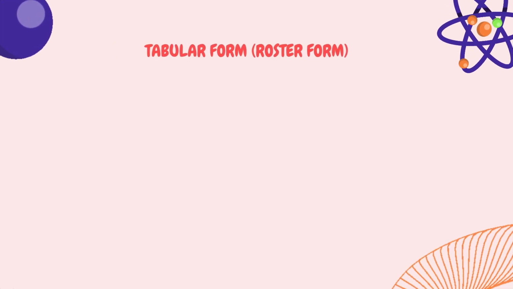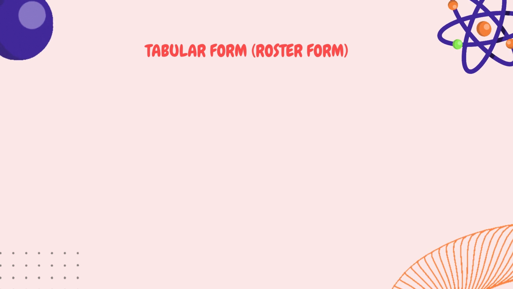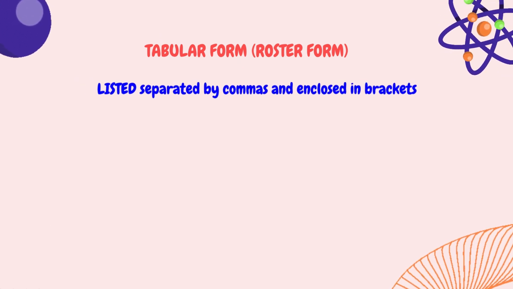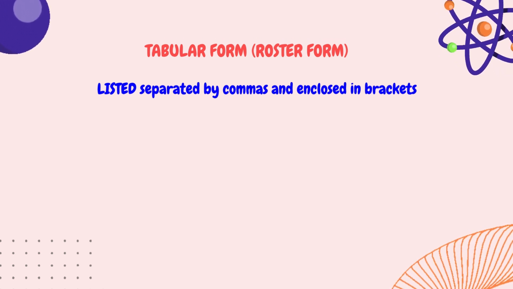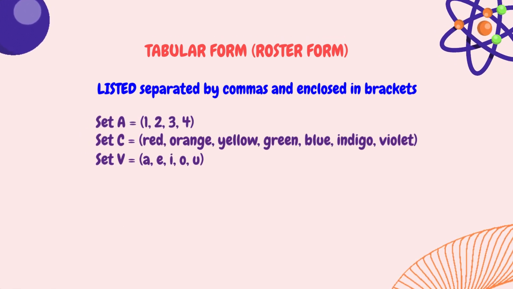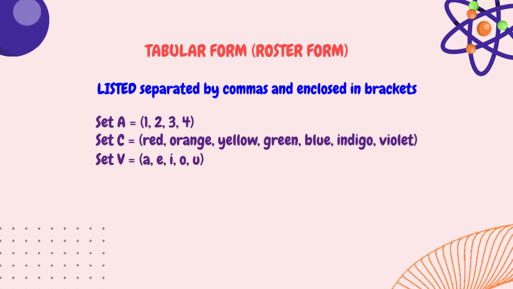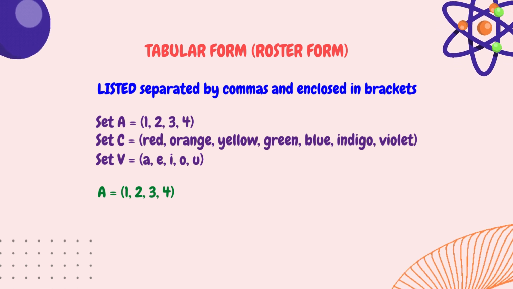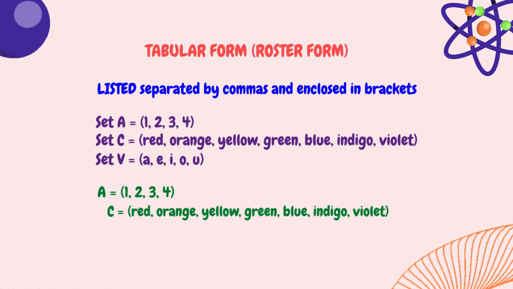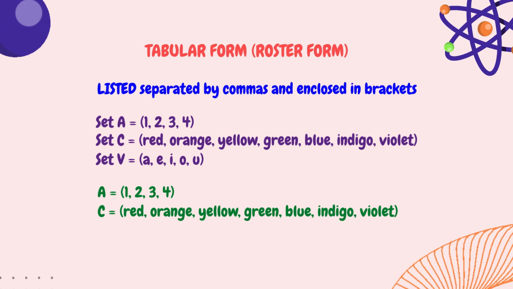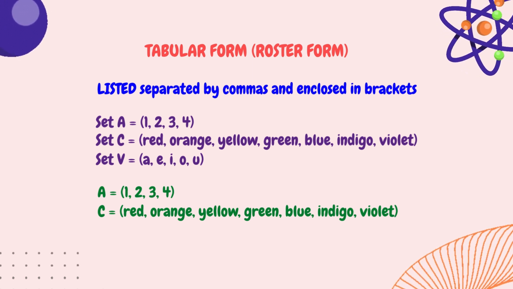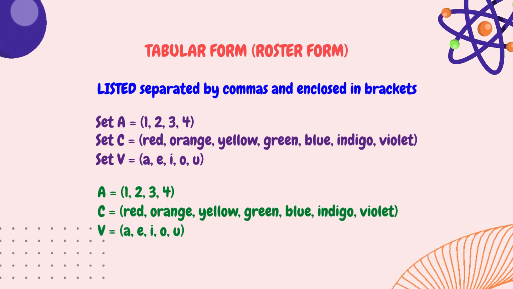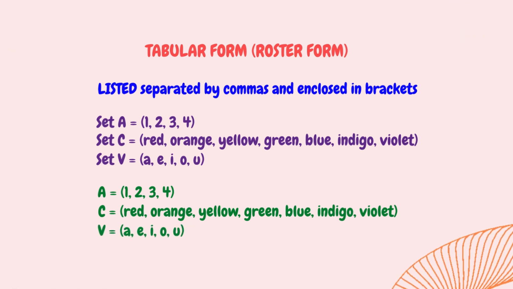Then, the tabular form, also called roster form. In tabular form, elements are listed separated by commas and enclosed in brackets. For example, sets A, C, and V can be represented in tabular form as: A is equal to 1, 2, 3, 4, 5. C is equal to red, orange, yellow, green, blue, indigo, violet. V is equal to A, E, I, O, U.